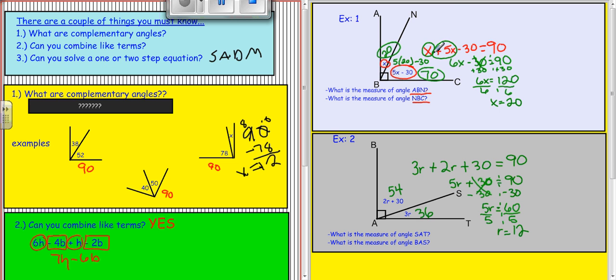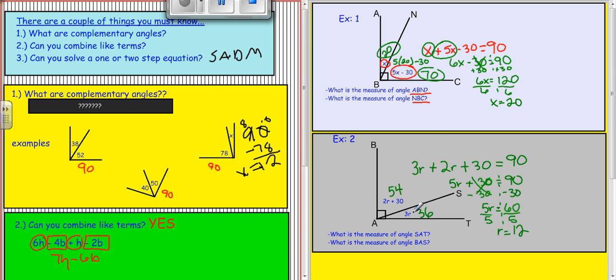Combine our like terms. X plus 5x is 6x minus 30 equals 90. Alright, solving a one step now. We just combined like terms, made it a one step. So I say plus 30, 120. Alright, and then 6 is multiplying by x, so we divide by 6. And x equals 20. So I got this angle right here. That is angle ABN. That is 20 degrees. If I take 20, I plug it back into this expression. 5x minus 30. 5 times 20 is 100 minus 30 is 70. So now I have both angles, and if you check them, 70 plus 20 is 90.